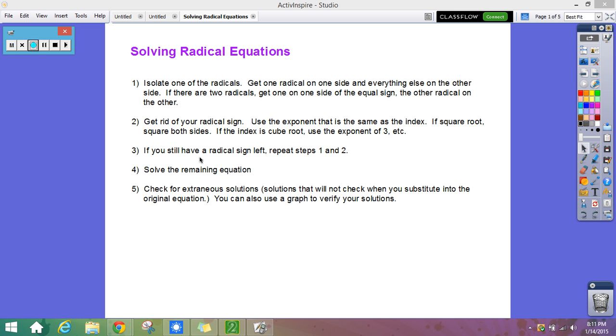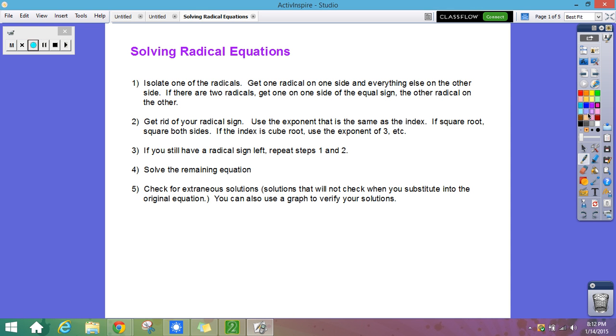Maybe there's more than one radical, but basically we want to go through the process of getting one radical on one side of the equation and everything else moved to the other side. If there are two radicals, then we're going to try to get one on each side of the equal sign. The second step is to get rid of your radical sign. We're going to use the exponent that is the same as our index.